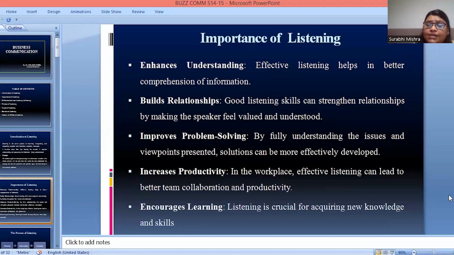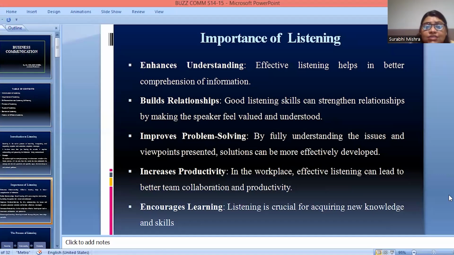Next comes builds relationships. When we talk about listening, we say it builds relationships. Why? Because when we talk about communication, it is not always mandatory to be a good speaker. Very few times it is, equally important. If you are a good speaker, it's very good. But at the same time, you have to be a good listener as well. Why? Because good listening skills can strengthen relationships by making the speaker feel valued and understood, right?